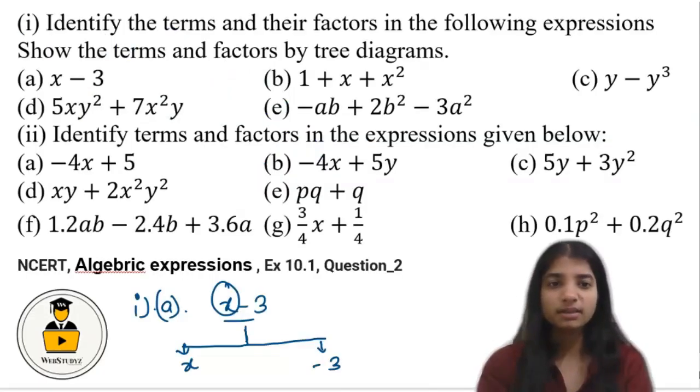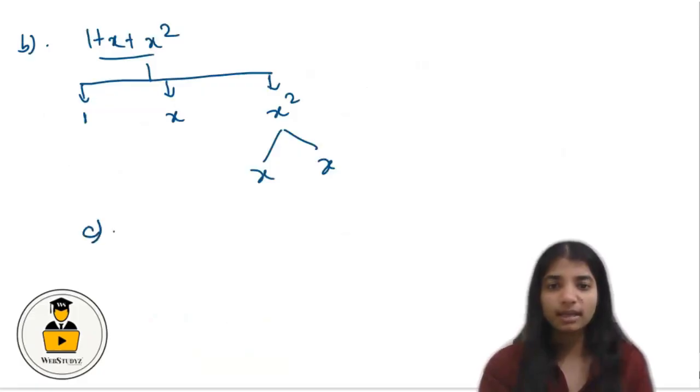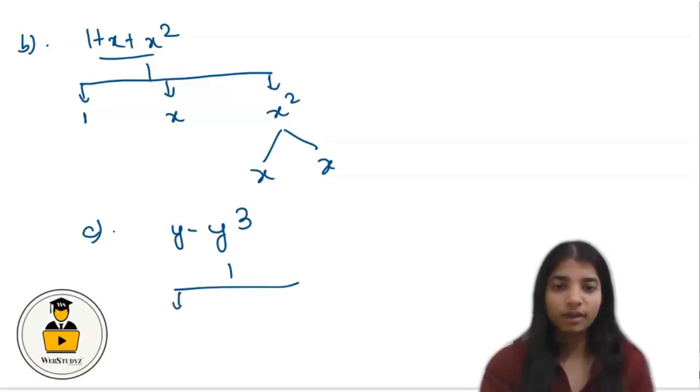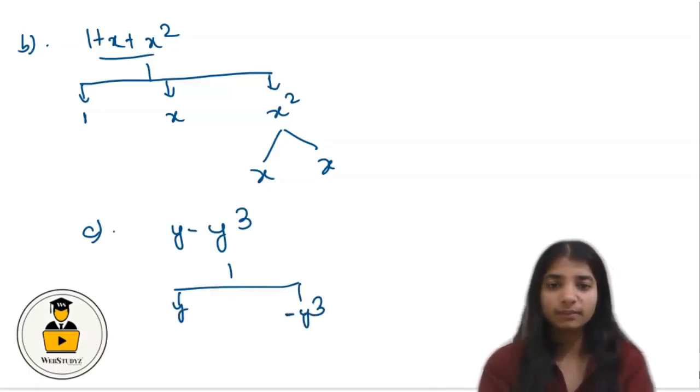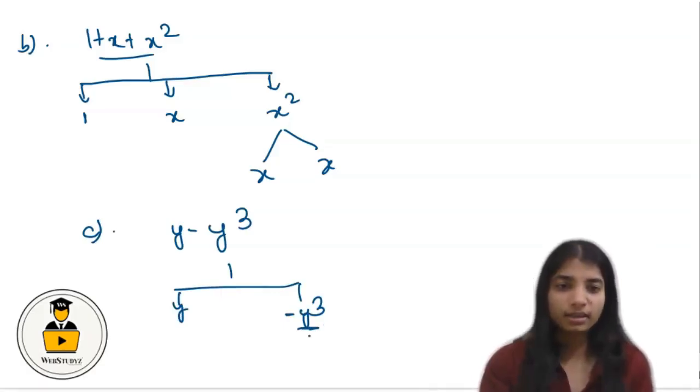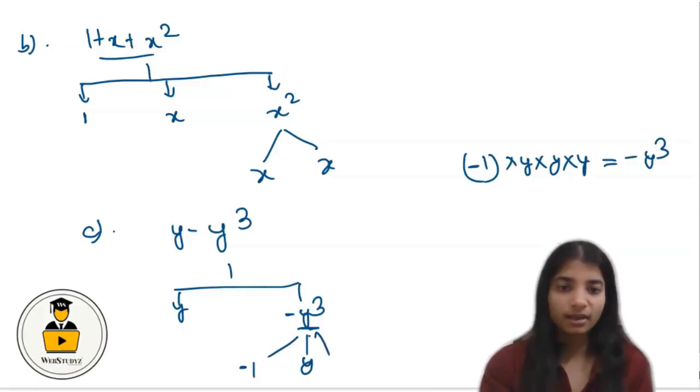Now part C is y minus y raised to the power 3. Its two terms are y and minus y raised to the power 3. Now we have to identify the factors of y cubed. It is minus 1 multiplied by y, multiplied by y, and multiplied by y, which equals minus of y cubed. So it has four factors, which are minus 1, y, y, and y. So this is the answer to part C.